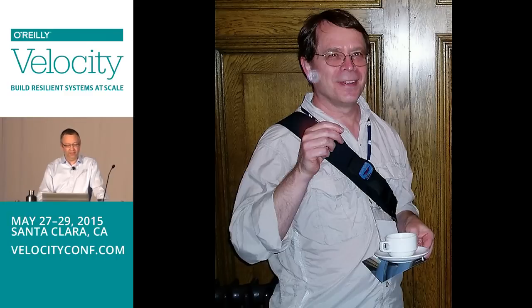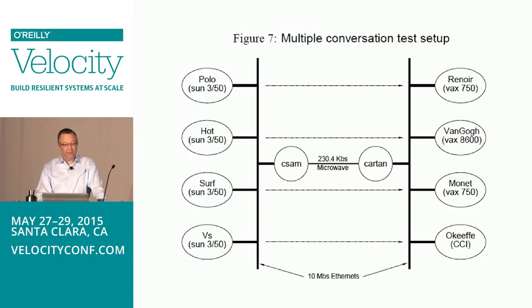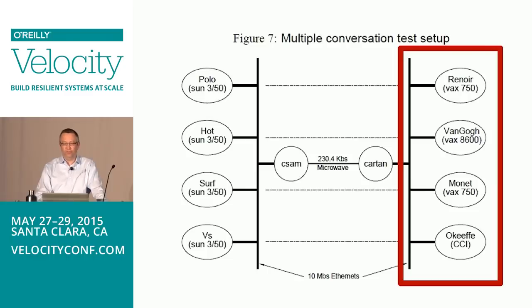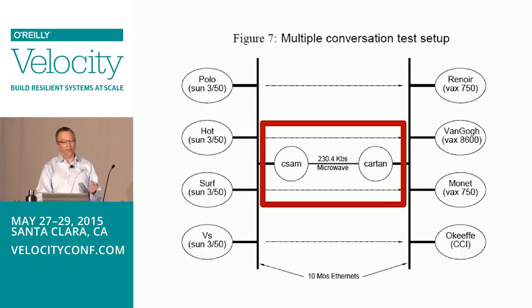in the late 1980s. So like any good scientist, what does Jacobson do? He sets up an experiment. He had 4 machines on a 10 megabit Ethernet at Lawrence Berkeley Labs, each send a 1 megabyte file to another 4 machines at UC Berkeley. And the trouble is that even though these Ethernets were just 400 meters apart, they were connected with a 230 kilobit microwave link. So any pair of machines could overflow the available buffer on that interconnect, and all 4 pairs together could exceed the available bandwidth by 160%.